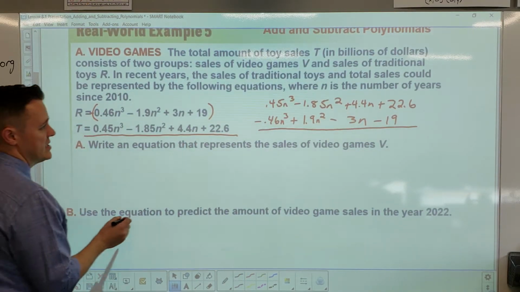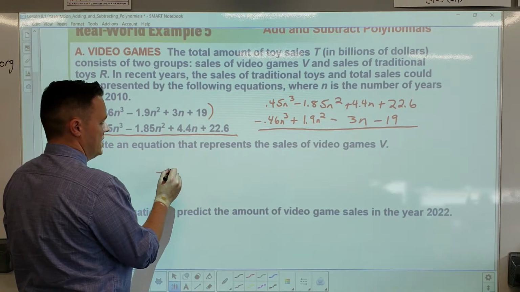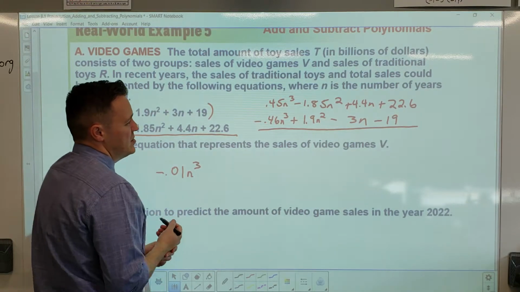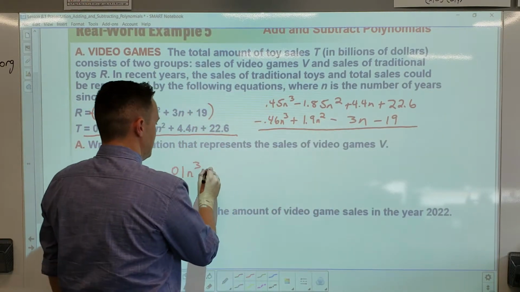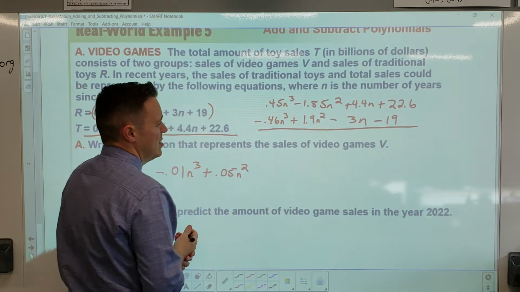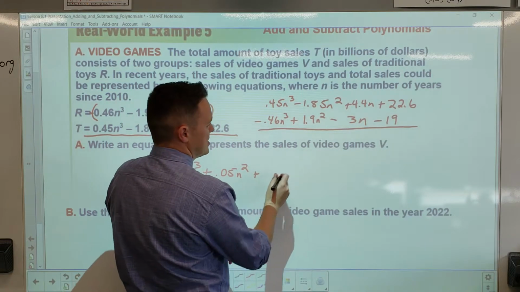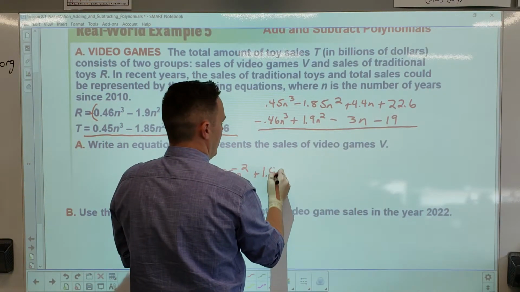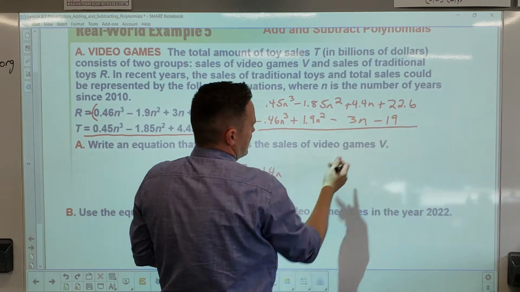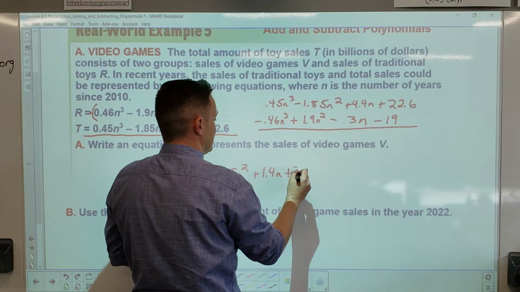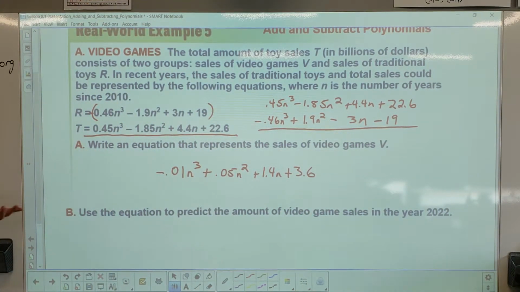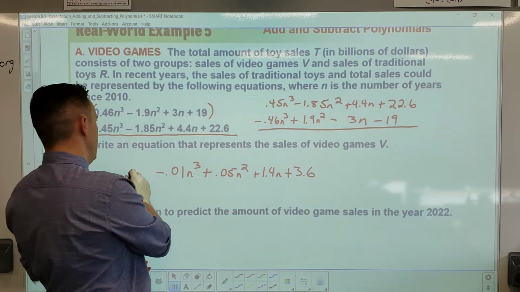So if I simplify this, it would be negative 0.01 n to the third. And then if this is 0.85, it's going to be plus 0.05 n squared. And then it's going to be plus 1.4 n. And then lastly, what is 22.6 minus 19? That's going to be plus 3.6. All right, so now we have our equation. This is what V equals.